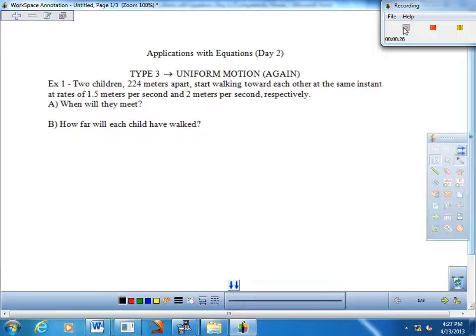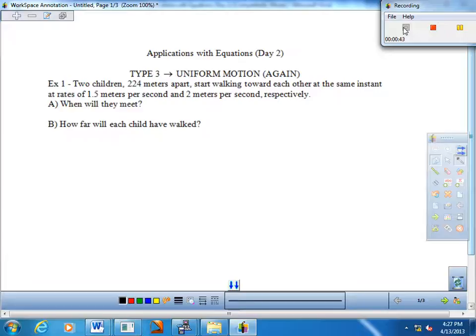So example 1. 2 children, 224 meters apart, start walking toward each other at the same instant at rates of 1.5 meters per second and 2 meters per second, respectively. When will they meet, and how far will each child have walked?